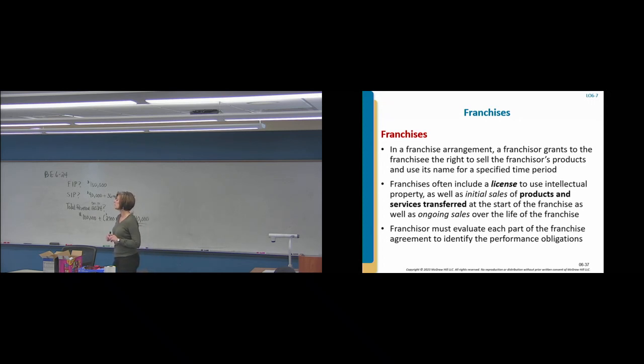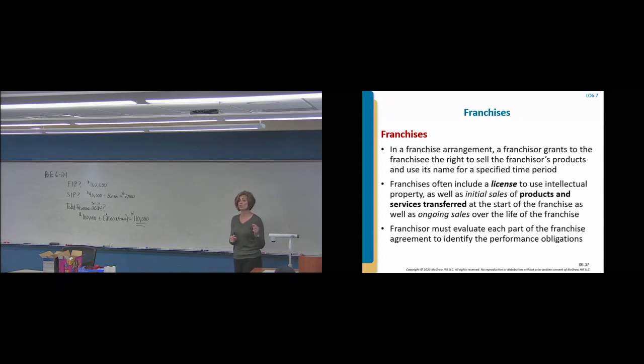But anyway, franchises often include a license to use intellectual property, as well as initial sales of products and services transferred at the start of the franchise, as well as ongoing sales over the life of the franchise. The franchisor must evaluate each part of the franchise agreement to identify the performance obligations.